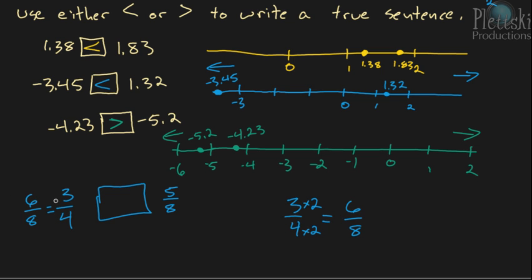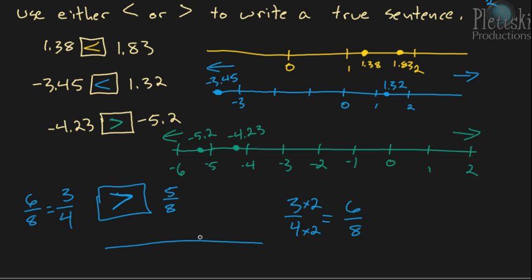And now we can compare 6/8 compared to 5/8. Well, 6/8 is larger. We have more 8s than the 5/8. So we can say 6/8 is greater than 5/8.